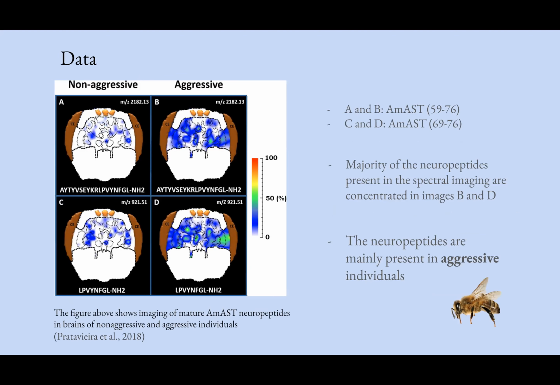The next set of data, the figure on the left, shows the imaging of mature AMAST neuropeptides of aggressive and non-aggressive honeybees. Sections A and B show the brain images of non-aggressive and aggressive bees with AMAST 59 through 76 highlighted in color. Sections C and D show the brain images of non-aggressive and aggressive bees with AMAST 69 through 76 highlighted in color. As you can see, the neuropeptides are mainly present in aggressive individuals.